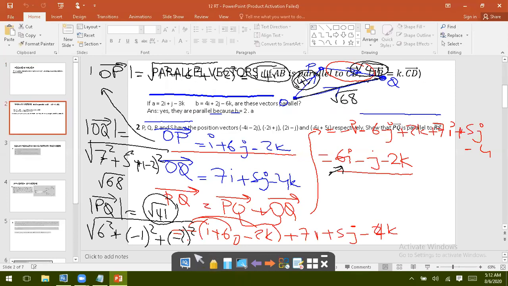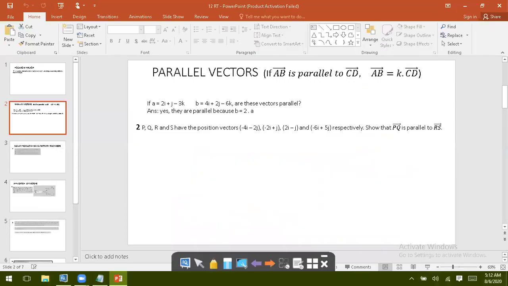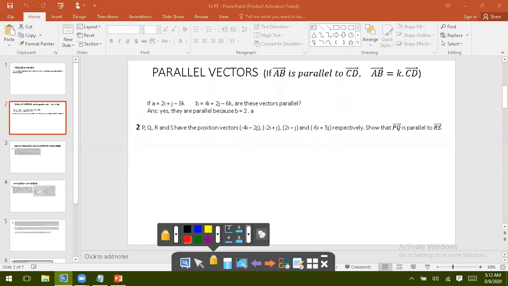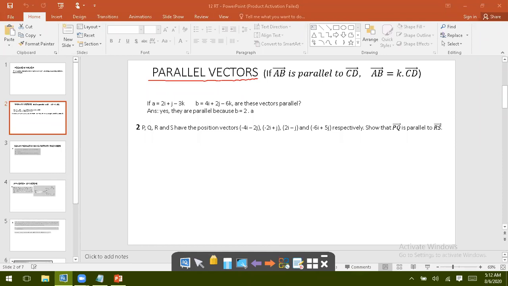All right. Let's go to question number 2 now. Parallel vectors. This is something new that we will learn. What are parallel vectors? Just look at the definition here. If AB is parallel to vector CD, that means that AB is equal to k times CD. What does that mean? It means that if you multiply one of the vectors by a constant number, you will get the other vector.